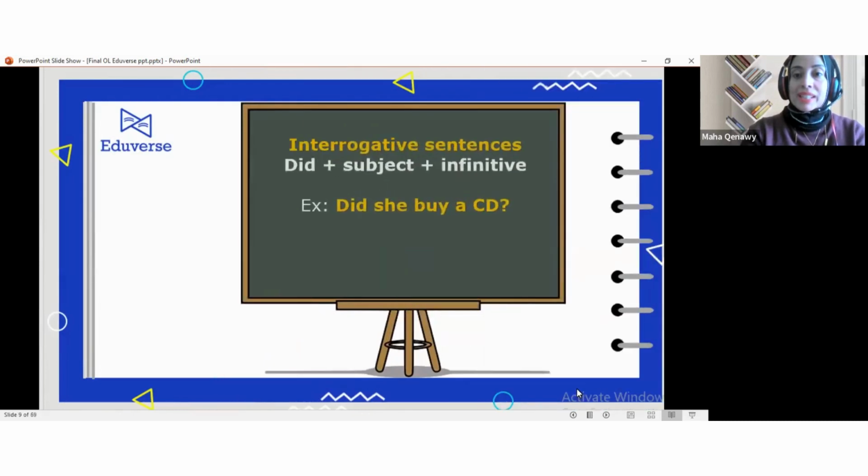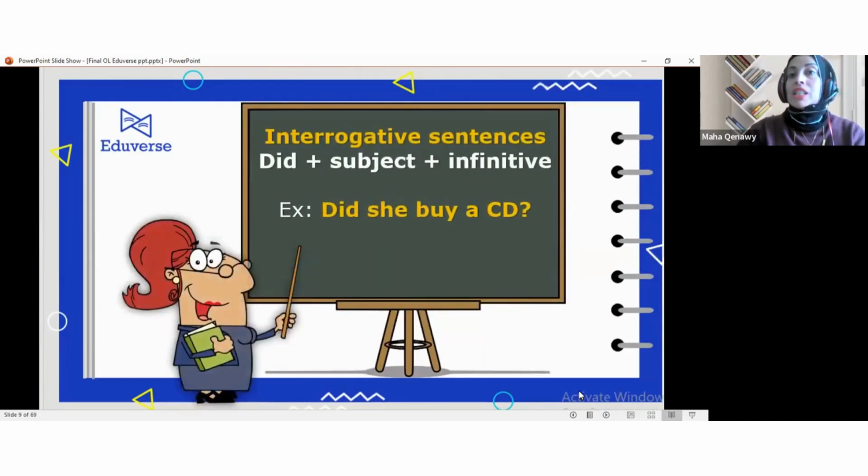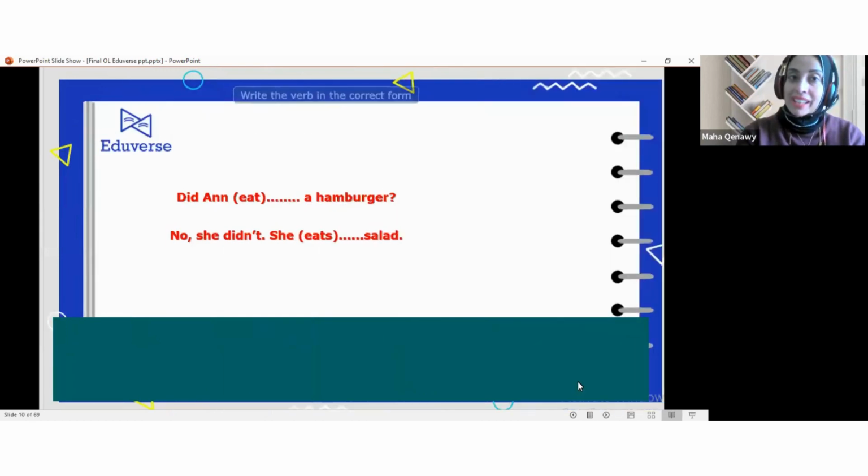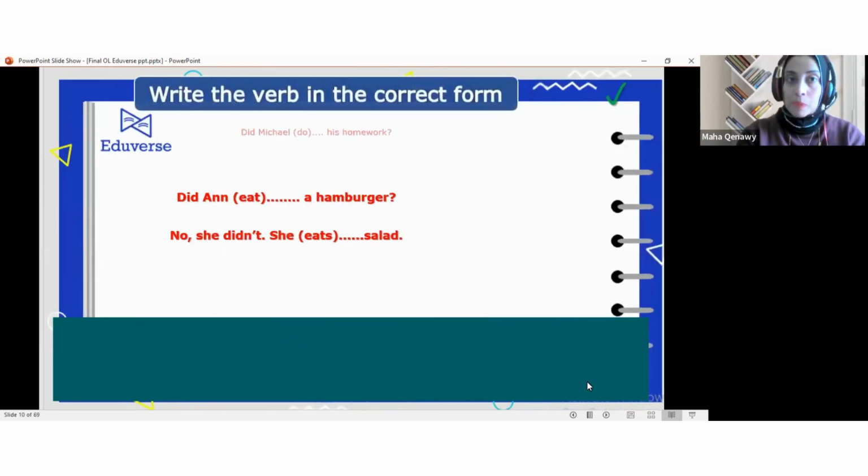And it's the same in the question or interrogative. We call it an interrogative statement, sentence. Like, did you buy a CD? Did she buy a CD? What did she buy yesterday? She bought a CD, yes. So affirmative is different than interrogative and negation forms.